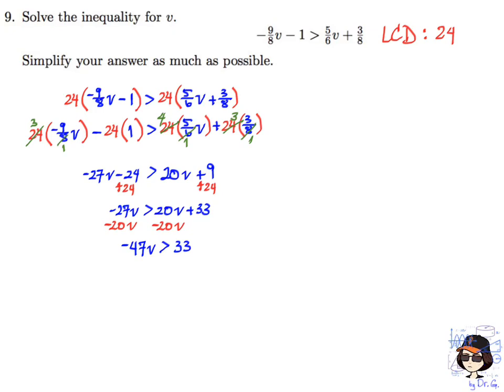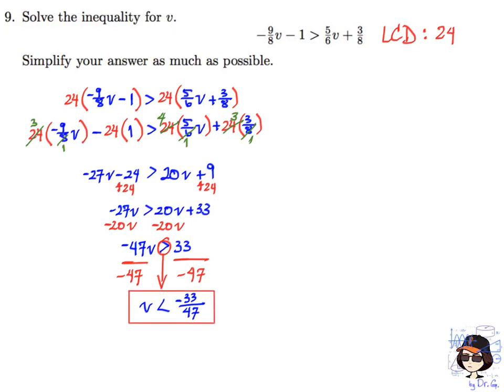Now I want to get v by itself, so we have to divide both sides by negative 47, which is fine, except be very careful. You have to reverse that inequality because you just divided by a negative number. So remember, when you're dividing or multiplying an inequality by a negative number, that means you have to reverse the direction of the inequality. So we're left with v less than negative 33 over 47.